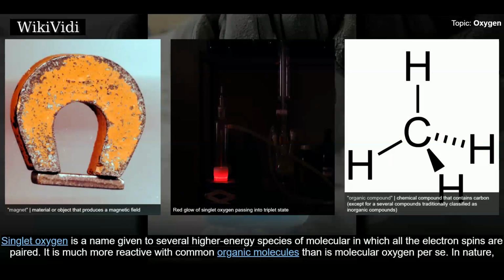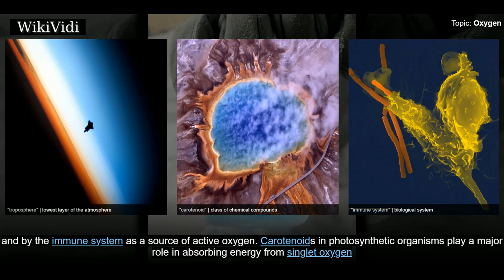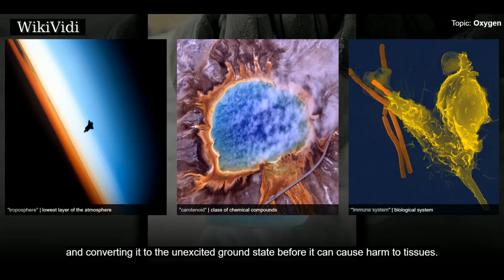Singlet oxygen is a name given to several higher energy species of O2 molecule in which all the electron spins are paired. It is much more reactive with common organic molecules than is molecular oxygen per se. In nature, singlet oxygen is commonly formed from water during photosynthesis, using the energy of sunlight. It is also produced in the troposphere by the photolysis of ozone by light of short wavelength, and by the immune system as a source of active oxygen. Carotenoids in photosynthetic organisms play a major role in absorbing energy from singlet oxygen and converting it to the unexcited ground state before it can cause harm to tissues.